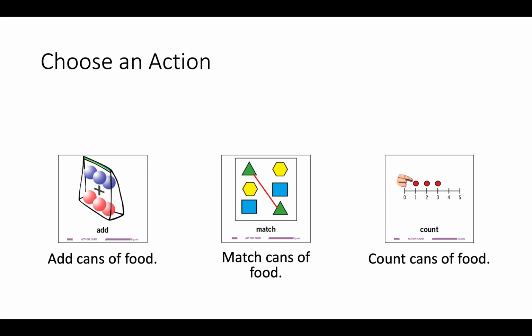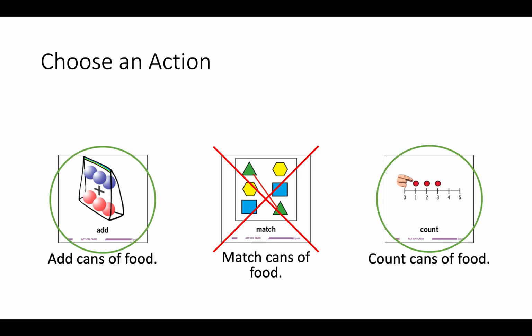Let me think. Matching means to find objects that are the same. Matching would help me find the same kind of food, but not how many. When I want to know how many, I count. When I want to count 2 sets, I add them by joining the 2 sets. I can count so I know how many there are altogether. So I add and count.